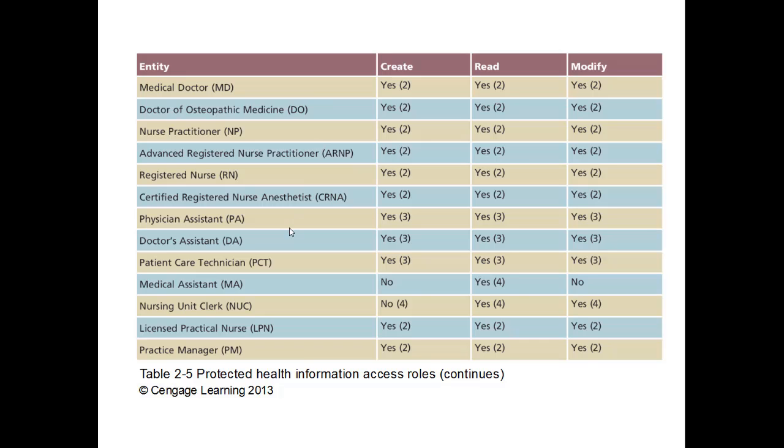Compare that to someone like a medical assistant. They cannot create this kind of information, but they are able to read it, but they cannot modify it. A nursing unit clerk, or NUC, can't create it, but they can read it, but they can modify it. So again, it just depends on the person's role in that facility, determines how much or how little access they may have to a patient's PHI.